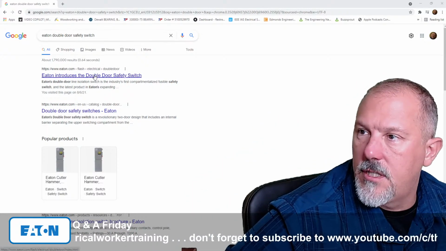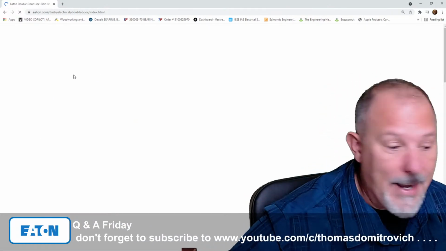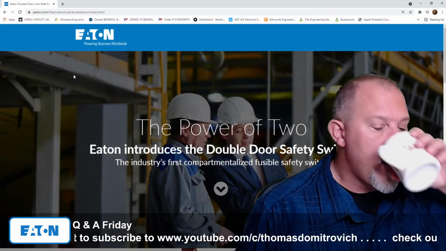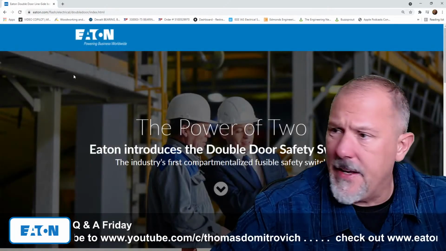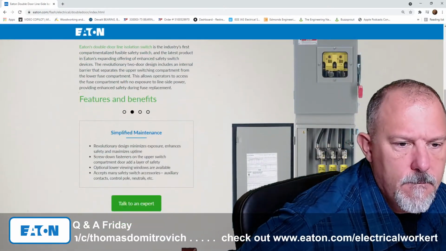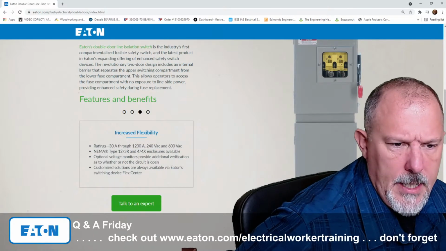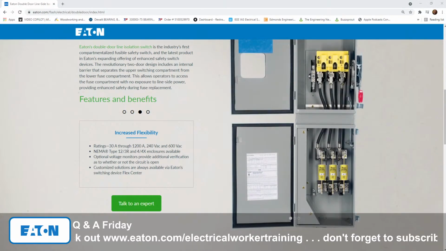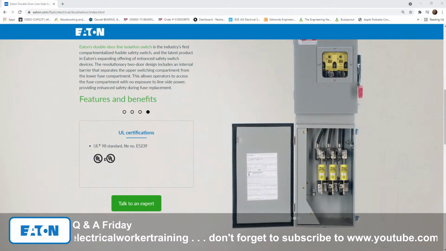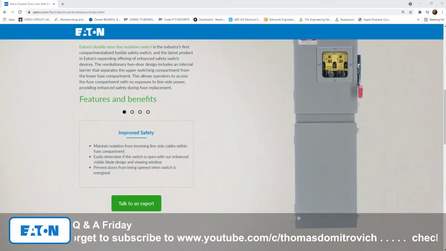So Eaton introduces the double door safety switch. This is the product that JW is asking about. I absolutely love this product. I think it's a great idea. And here it is. All right, so this one here is the double door safety switch, and the handle is up on the top part of the enclosure. It is a little bit taller.